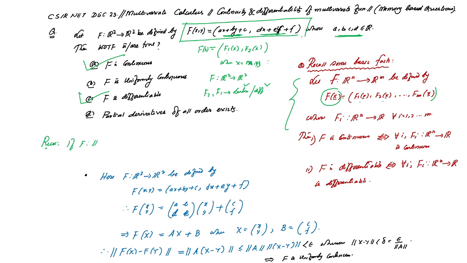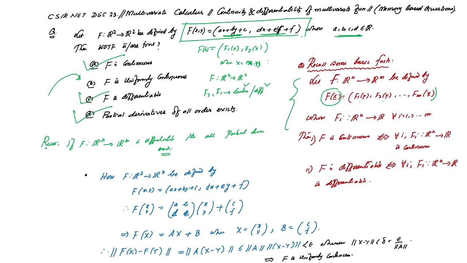If f is a multivariate function from Rn to Rm and is differentiable, then all the partial derivatives exist. Here the components f1, f2 are infinitely many times differentiable because they are polynomial functions in x and y. So partial derivatives of all orders exist. So this option is quite obvious. Now we come to the next option.